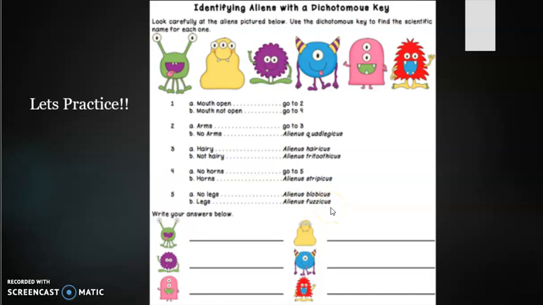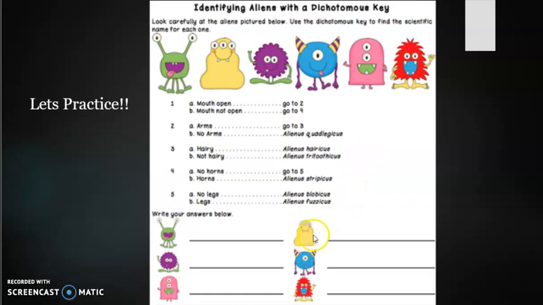I'm going to do this pink one here. Is his mouth open or not open? It is definitely open. Go to 2. Arms or no arms? He has these little arms, so it tells me to go to 3. Hairy or not hairy? Well, compared to these guys, he doesn't look like he has any hair. So I'd say not hairy. He is Alienus tritoothicus. Get it? Tritoothicus. He's got 3 teeth. So Latin names are typically descriptive of an organism.